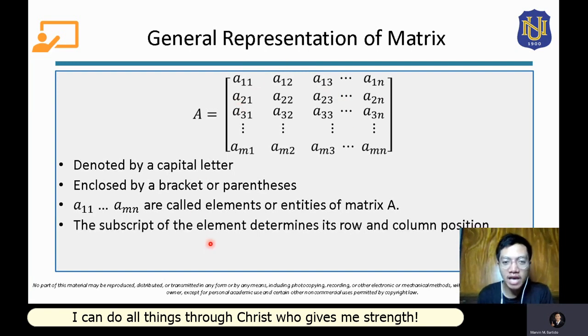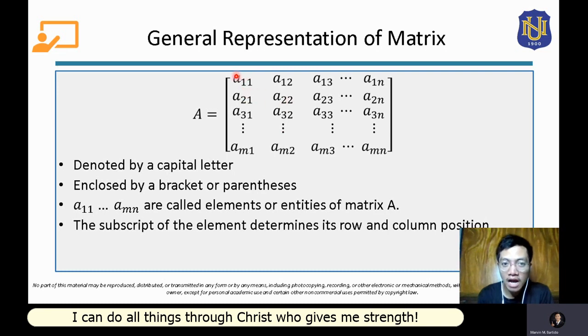The subscript of the element determines its row and column position. The row is the horizontal arrangement of the elements, and the column is the vertical arrangement. The subscript in our elements indicates the row and column where that element is located.